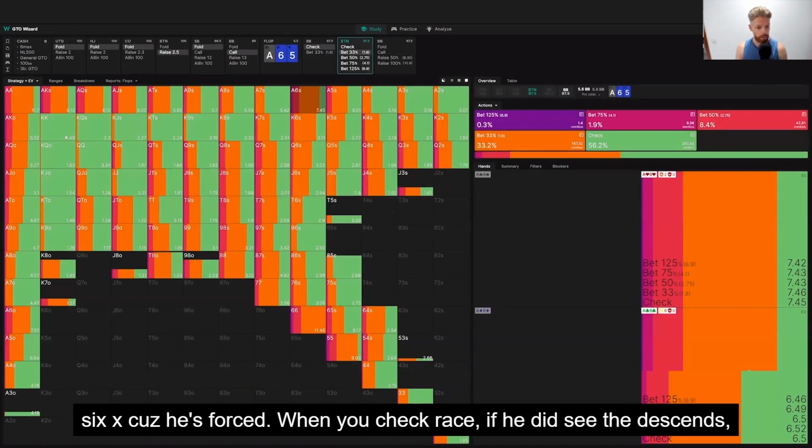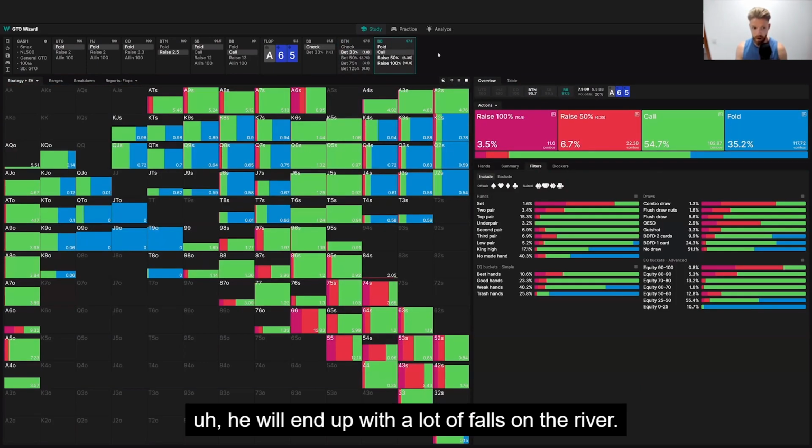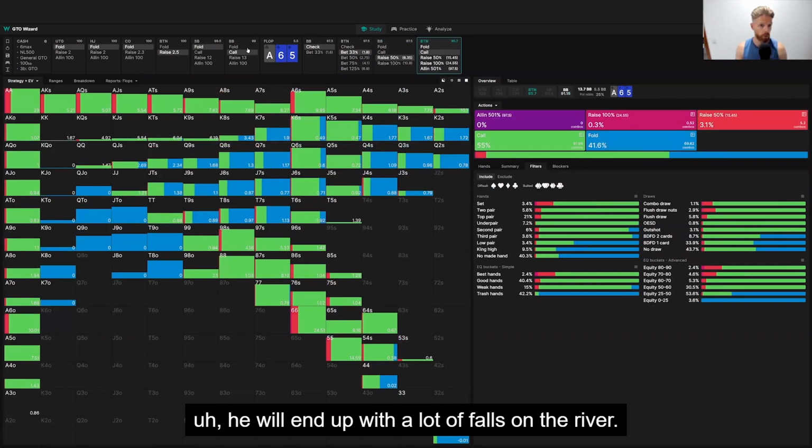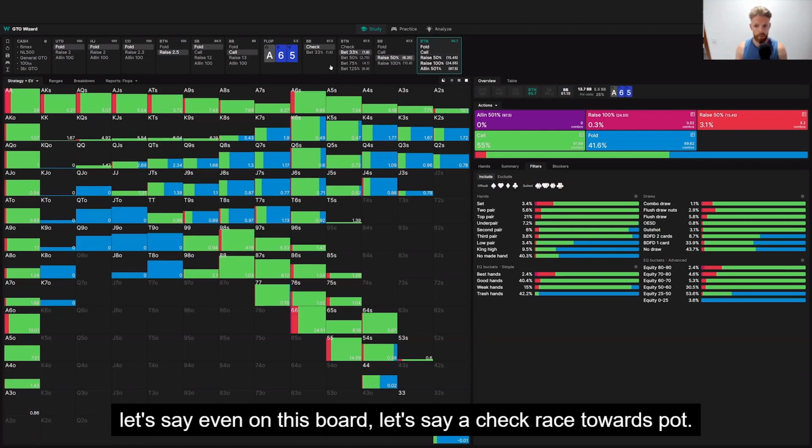If he did see bet these hands, he's forced to call the ace x, forced to call the pairs. And then basically, he will end up with a lot of folds on the river. Now there's some other boards, especially, let's say even on this board, let's say you check raise towards pot.